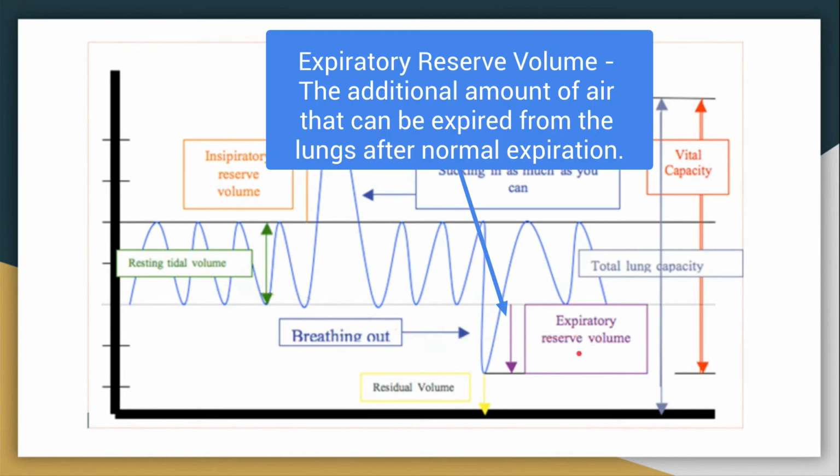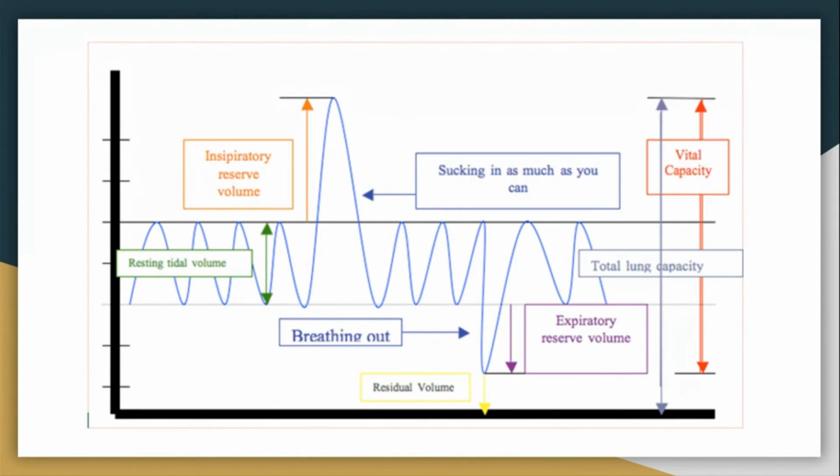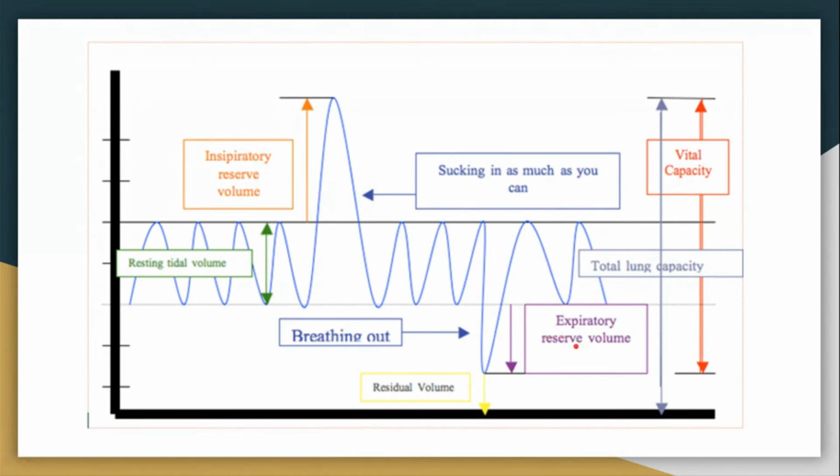Expiratory reserve volume is the additional amount of air that can be expired from the lungs after normal expiration. And inspiratory reserve volume is the maximal amount of additional air that can be drawn into the lungs after normal inspiration. So if you breathe in normally now, just a normal breath, and then stop, then you can try and breathe in even further. There is still much more air that can be taken into the lungs, and that's your inspiratory reserve volume. Your expiratory reserve volume, like we said, is the opposite. So if you just breathe out normally now and stop, and then try and breathe out again, you can breathe out a lot further.